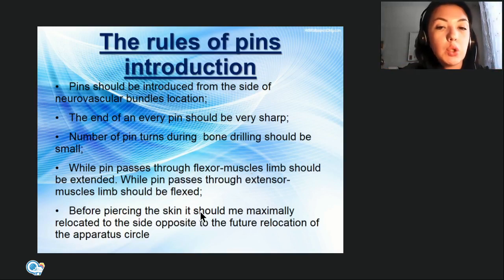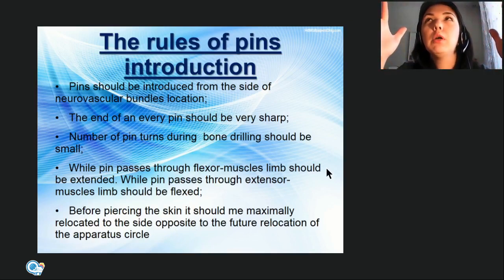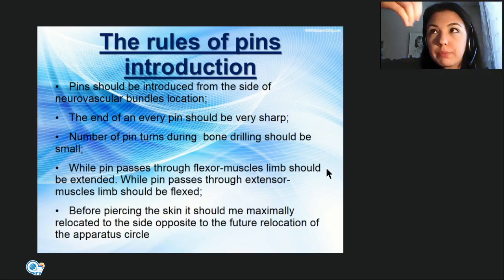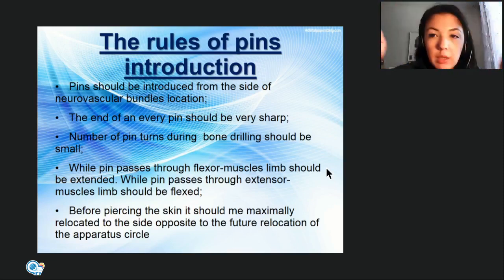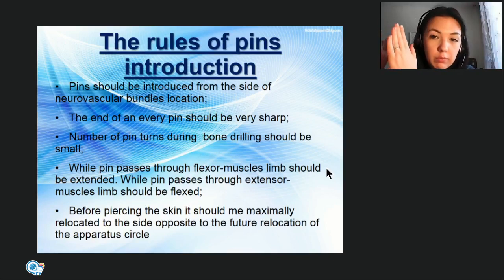Before piercing the skin, it should be maximally relocated to the side opposite to the future relocation of the apparatus circle. If we are planning, for example, to compress, then we should pull the skin maximally laterally. If we are planning to distract later, then we pull the skin maximally medially, because we need some extra tissue, because after that we'll try to pull it in the opposite direction. Is it clear? I hope you understand me.